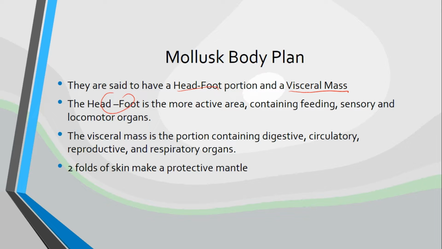The most active part. The visceral mass, very similar to our body plan, is for us our guts. It's where we have all of our internal organs in the abdominal region. And it's similar in the mollusks because it will contain the organs that are responsible for digestion, circulation, reproduction, and respiration, which is very similar to our body plan in reference to what the visceral mass is. And then, of course, there are going to be two folds of skin, and those two folds of skin will make the protective mantle.